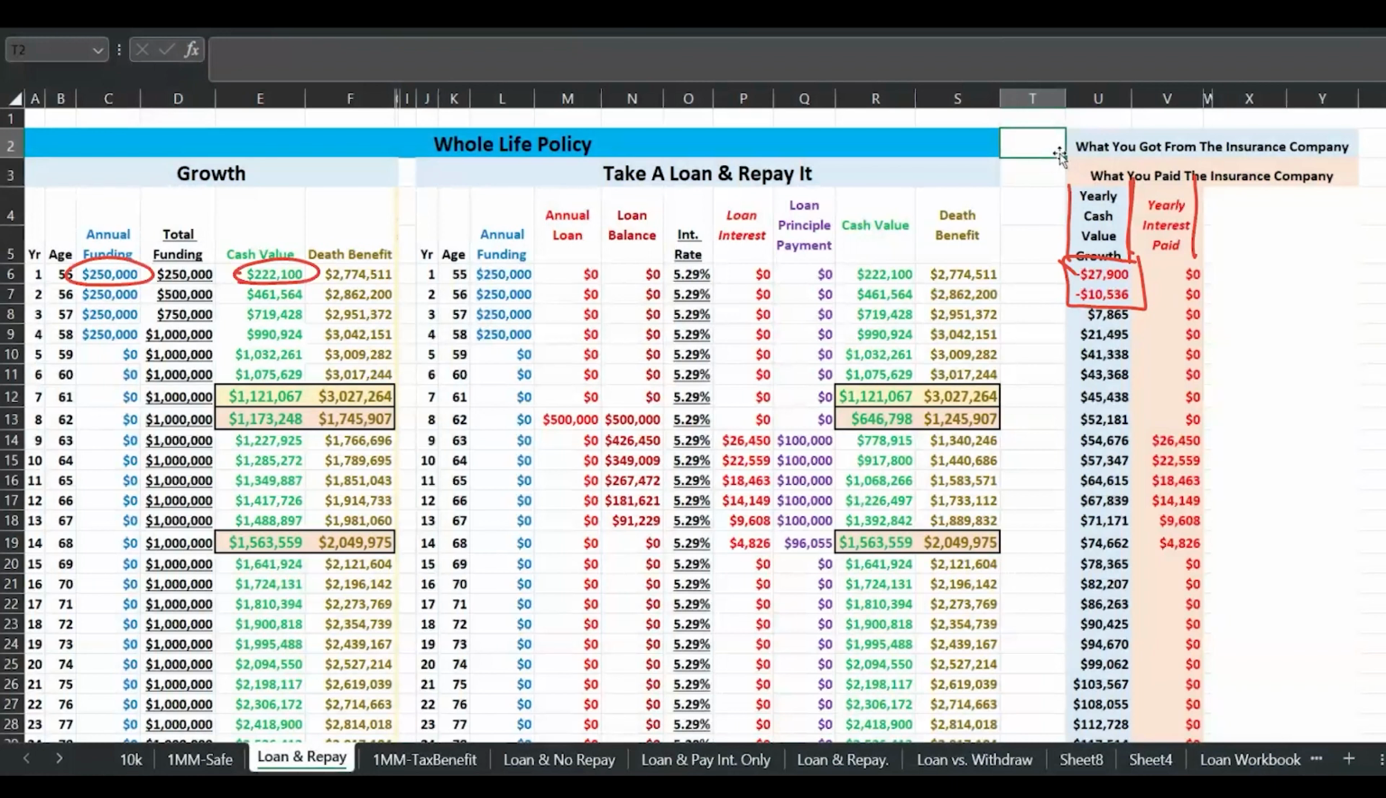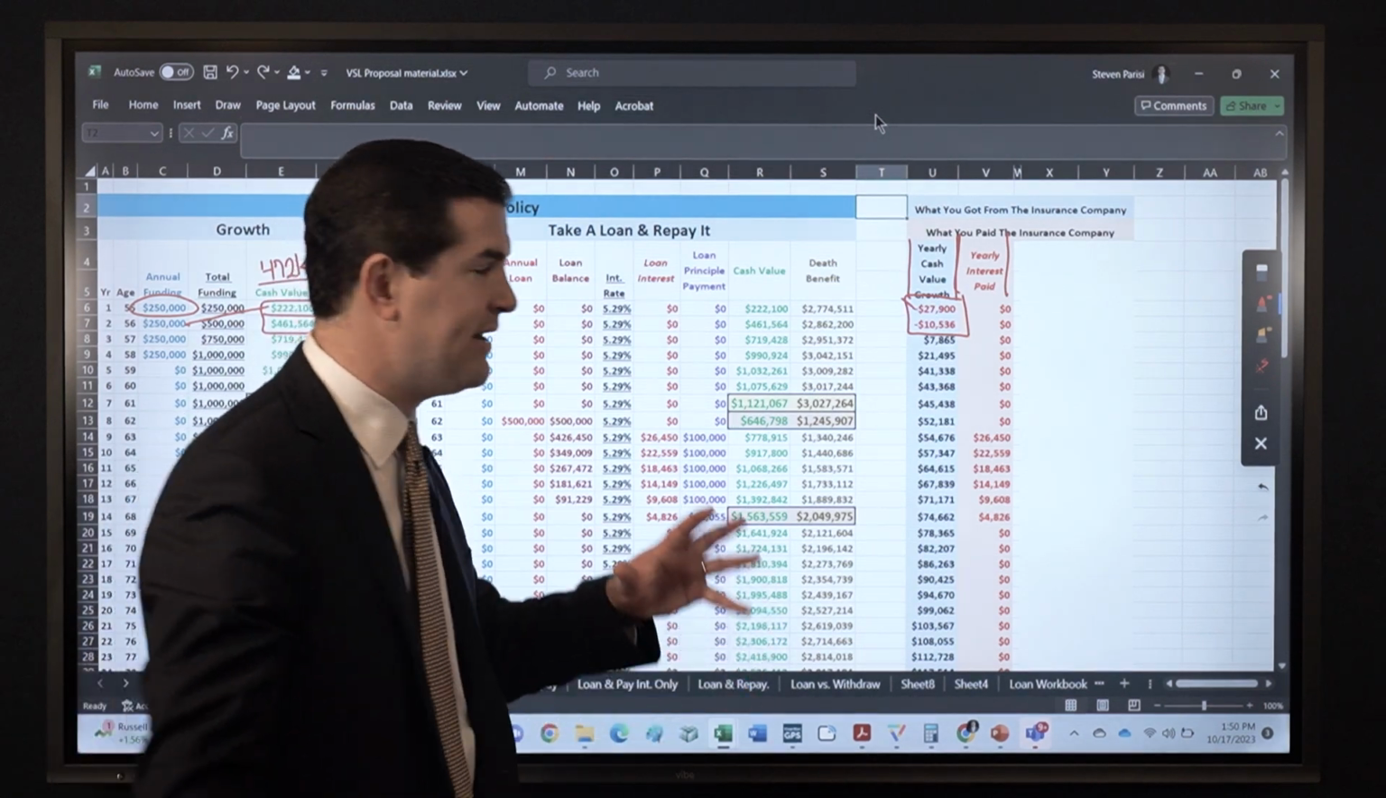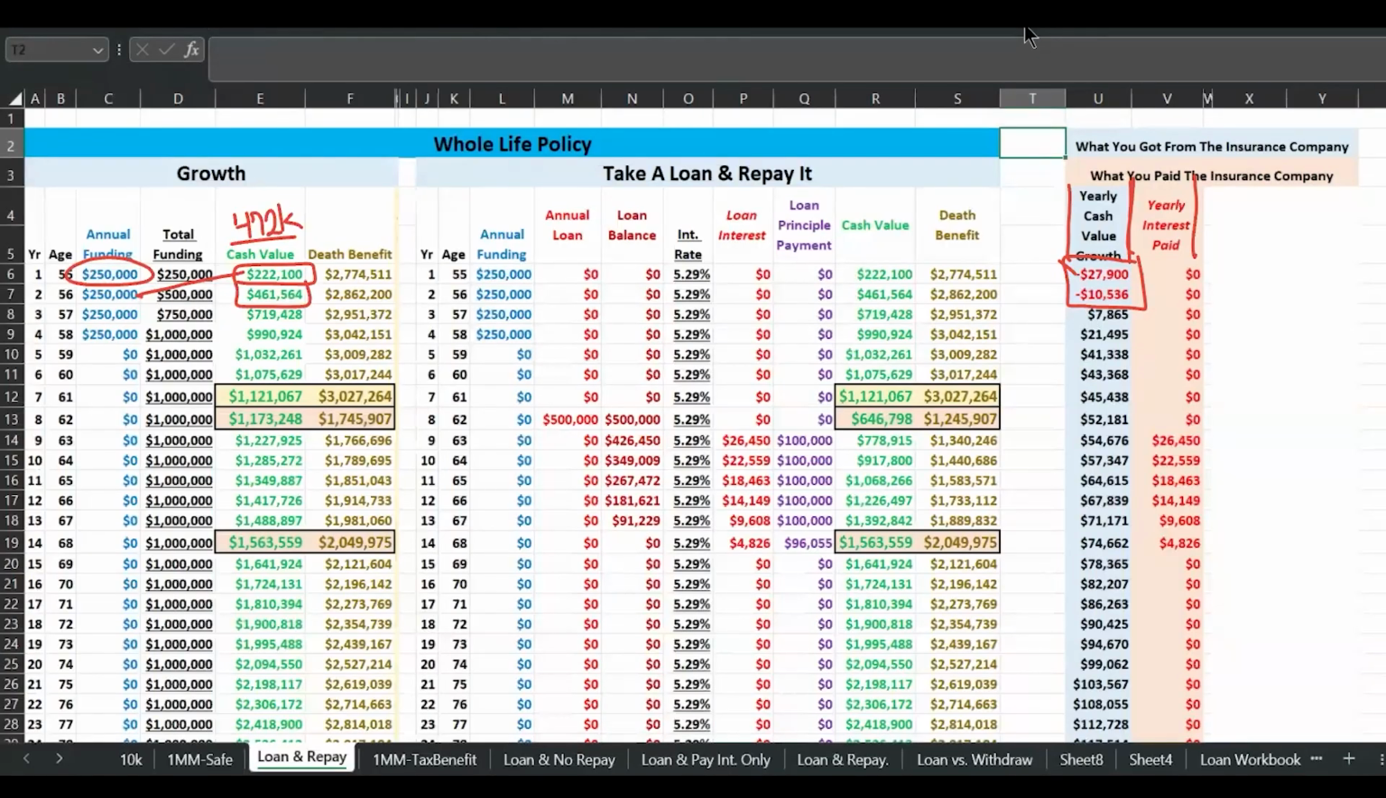Same thing in year two. You were at $220, you added $250 to it. If you just add $222 plus $250, you would come up with $472,000. Yet the cash value is $461. So you did not get all of your $250,000 back that year. That's why this column, the yearly cash value growth, is negative 10,536.